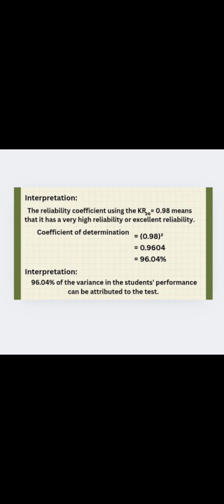Interpretation: the reliability coefficient using the KR20 is 0.98, which means that it has very high reliability, or excellent reliability. Coefficient of determination: 0.98 times itself becomes 0.9604, or 96.04%. Interpretation: 96.04% of the variance in the students' performance can be attributed to the test.